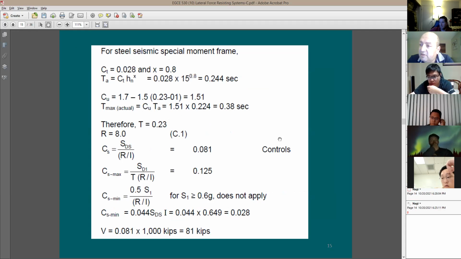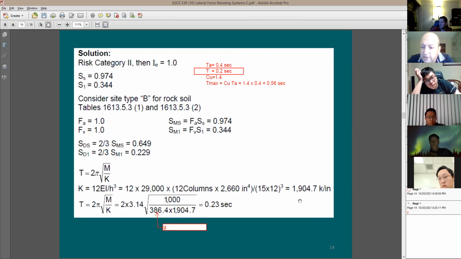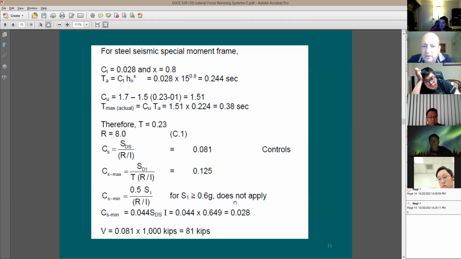Okay. Now let me try it here to find out the approximate method, find out TA. I have here the CT and X exponent. TA now becomes 0.244. C sub U with this interpolation is equal to 1.5. T max is 0.38 seconds. Now I'm going to compare 0.23, which is this natural period, to 0.38. Of course, it's going to be lower than 0.38. I'm going to go ahead and use the 0.23. For this special moment frame, your R factor is 8.